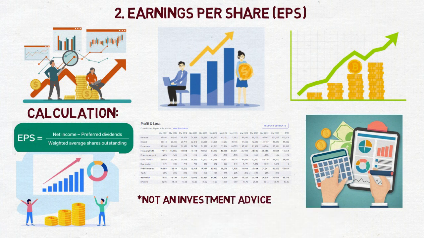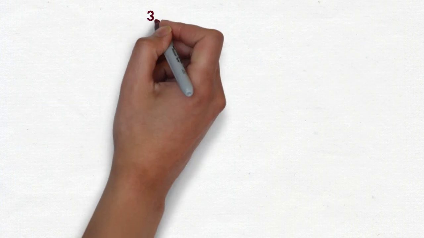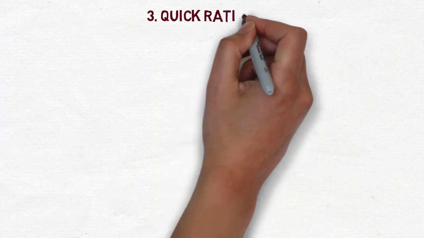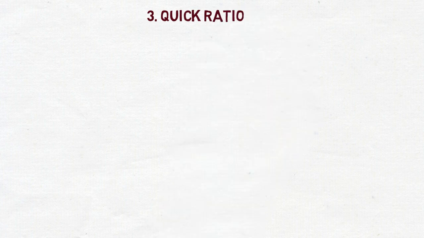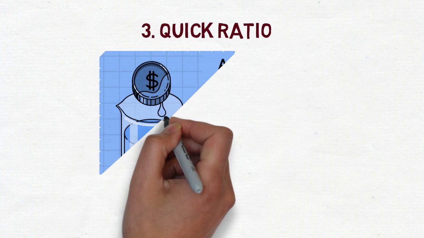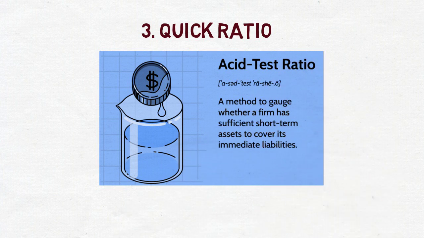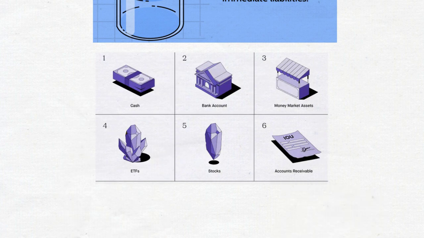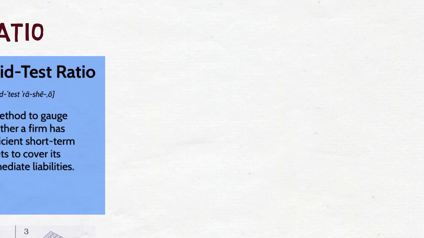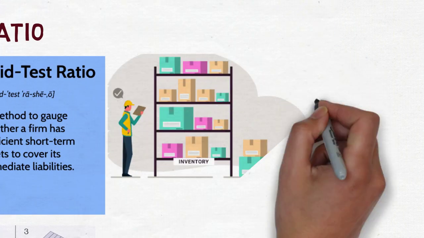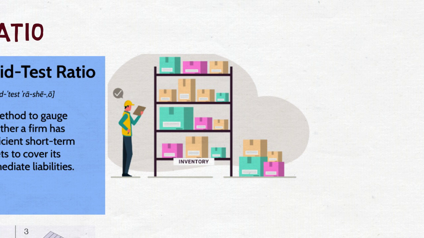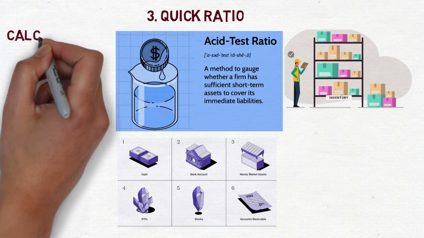So the next ratio is the quick ratio. It is also known as the acid test ratio. The quick ratio measures a company's immediate ability to cover its current liabilities with its most liquid assets, for example, cash equivalents, marketable securities, accounts receivable, etc. The quick ratio doesn't consider inventory as current assets, as it assumes that selling inventory will take some time and hence cannot meet the current liabilities.